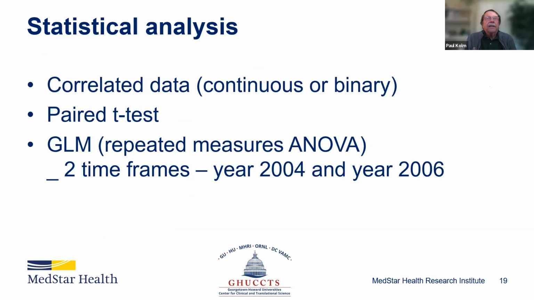So we have correlated data, and regardless of whether it's continuous or binary, we're going to do some sort of paired test. In this case, it's going to be a paired t-test, or we can do a general linear model where we have repeated measures at the 2 time frames, year 2004 and year 2006. And as I mentioned, it's paired because the data are correlated because we've matched with the propensity score, even though they're individually different patients.